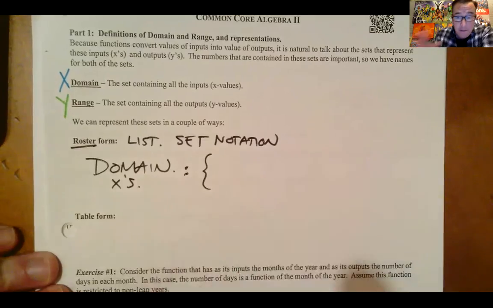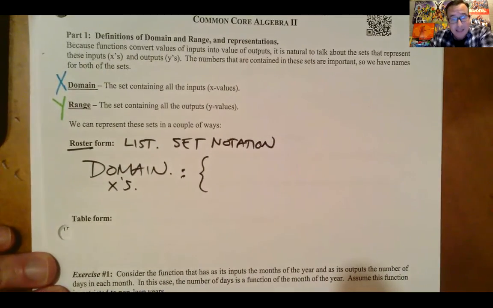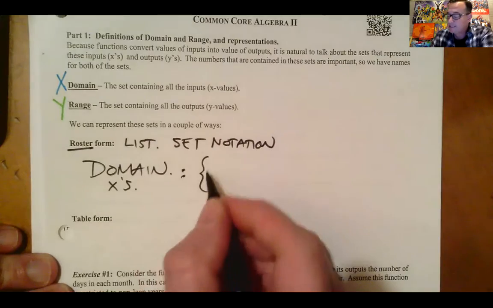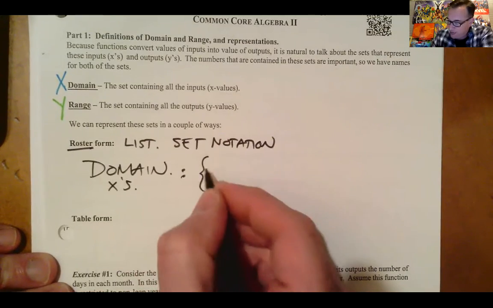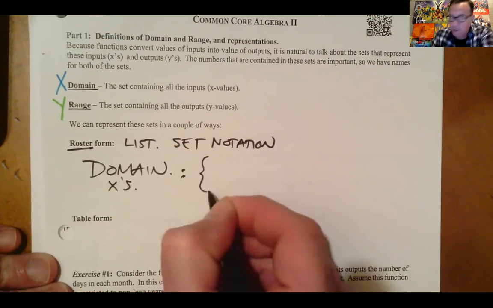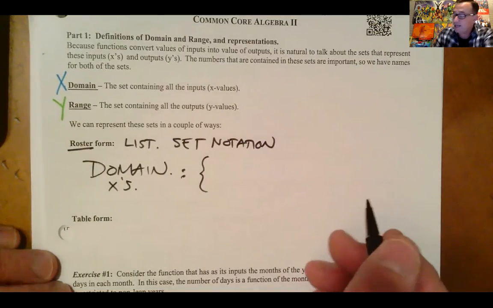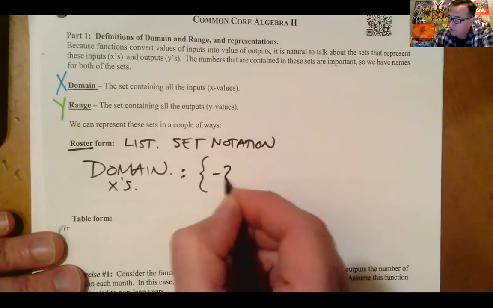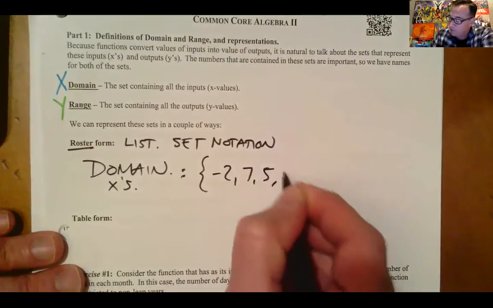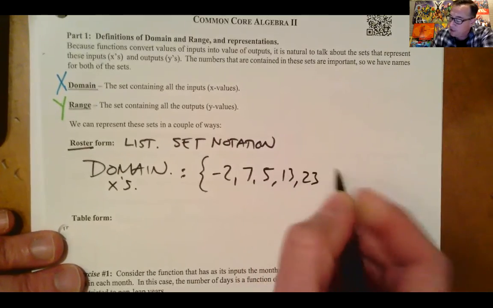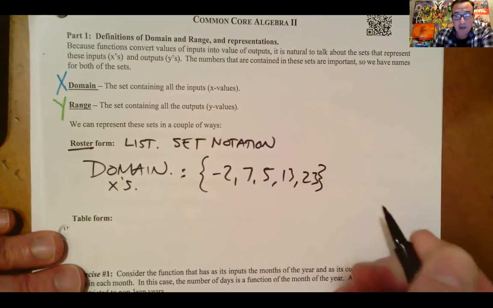Now, guys, please understand, this is not an art class. I don't care how good this looks. It's basically just like a squiggle. For me, it's like you make an S and then you mirror it this way and you're good. We're talking about the domain. This is listing your x's in such a way of saying, okay, we got a -2, we have a 7, we have a 5, we have a 13, and we have a 23. And then we close that set and we're done.